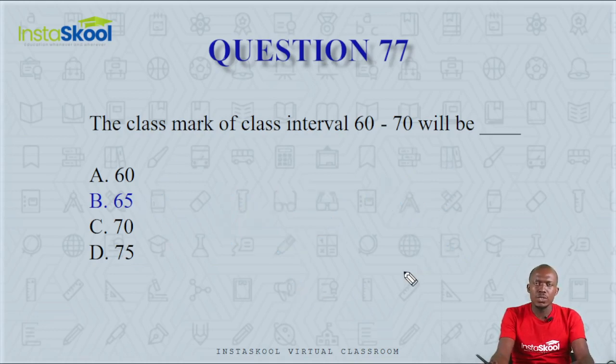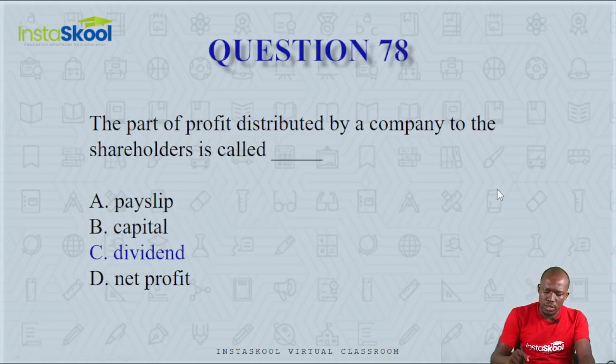The next question, question number 78. The part of profits distributed by a company to the shareholder is called dash. Is it pay slip, capital, dividend, or net profits?